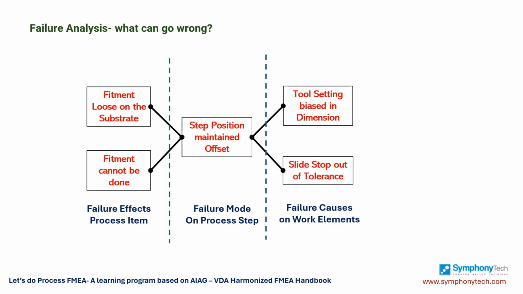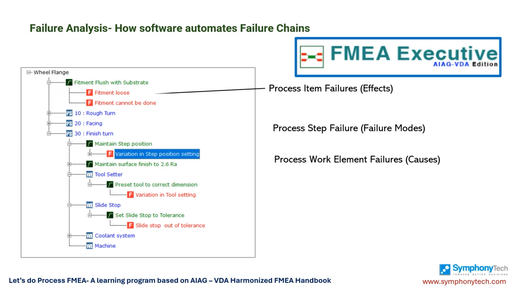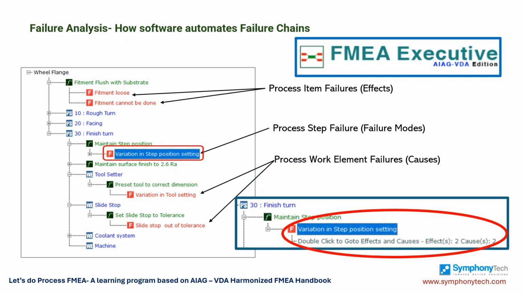Finally, a failure chain that you can see here will have one failure mode caused by multiple causes and leading to multiple effects. With FMEA executive software, you can build these failure chains easily. Here is how it works. Your FMEA tree already shows failures for the process item, process steps, and process work elements. Expand the failure mode that you want to analyze and double-click. It opens a link to causes and effects. Follow this link by double-clicking.